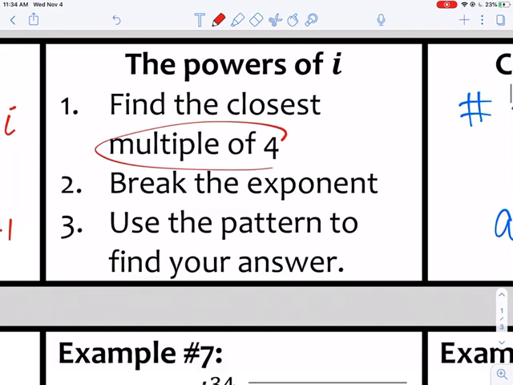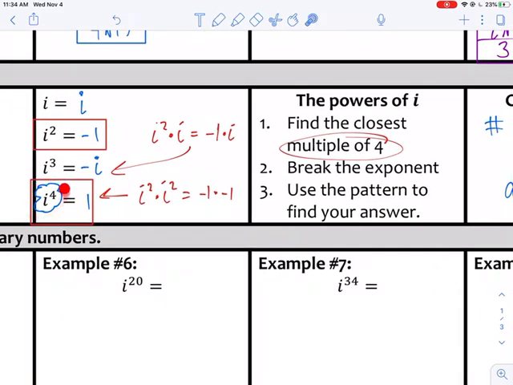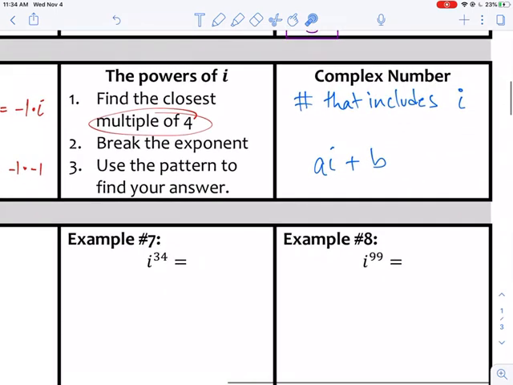So I'm going to use multiples of 4 when I'm simplifying my i's, because anytime I have a multiple of 4, I know it's 1. And in math, 1 is awesome because 1 times anything doesn't change it. So complex numbers is the same thing as imaginary. And it just means, hey, if there's an i in there, that's an imaginary number. So you might see this set up as some number times i plus a real number without the i.